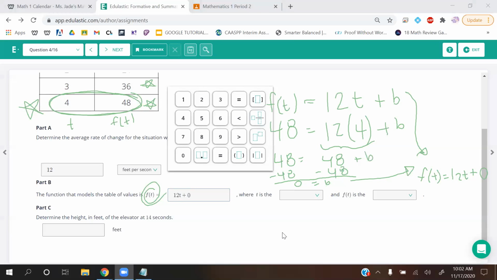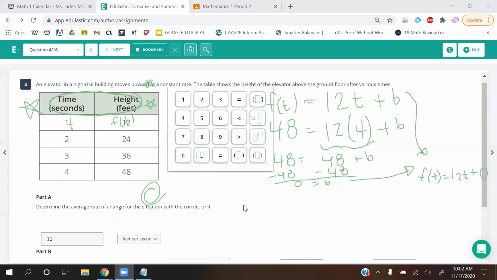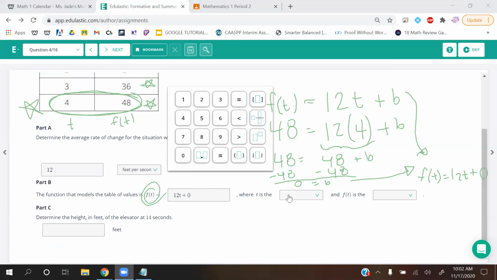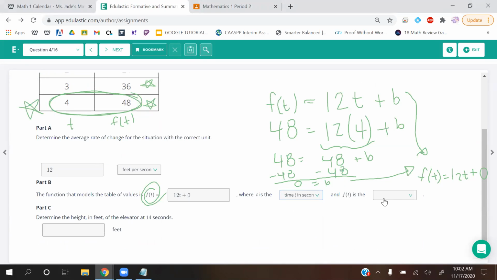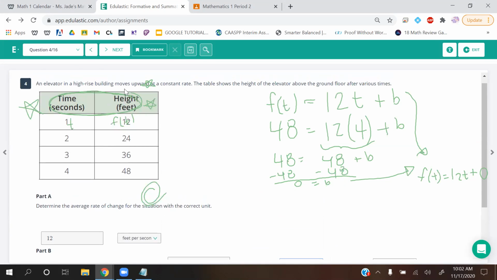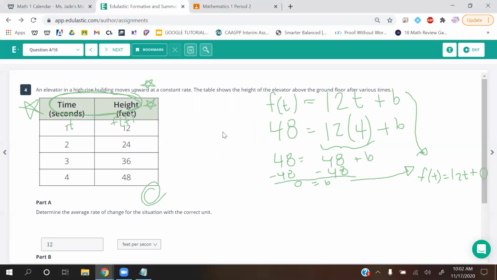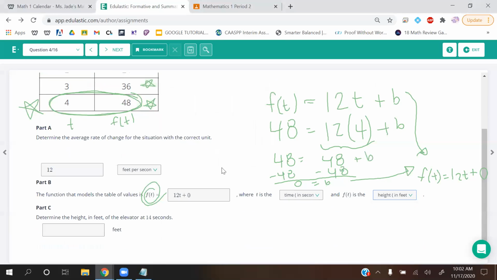Okay, so we need to figure out what t is. So I'm going to scroll up. T is the time in seconds, okay? T stands for time in seconds. And f of t is the, what do you think f of t stands for? Height in feet. And we get that straight from the table right over here. Height in feet is the f of t, and time in seconds is the t.